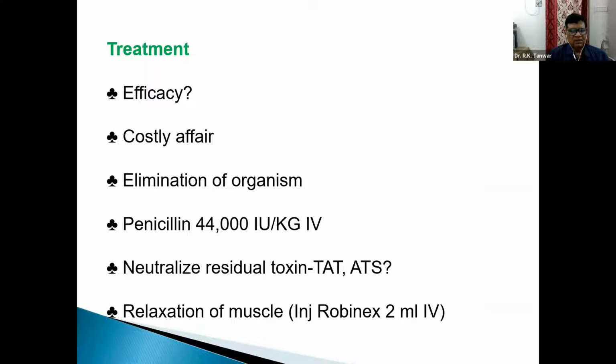Then relaxation of muscle. These are the three standard treatments, and you eliminate the organism. But the book says that once the clinical signs appear, the efficacy is questionable. Treatment is not effective at all. But you can give penicillin. There are three types of penicillin. Crystalline penicillin is given at the dose rate of 44,000, whereas procaine penicillin and long-acting penicillin are not given. The half-life of benzyl penicillin is 6 hours, so it is to be repeated 4 times in a day.